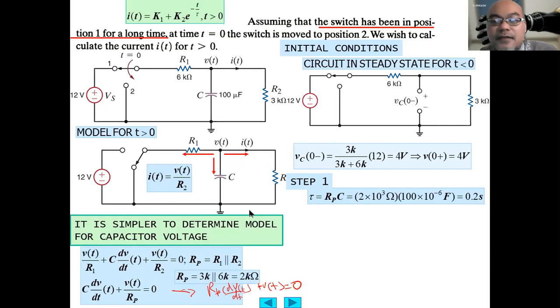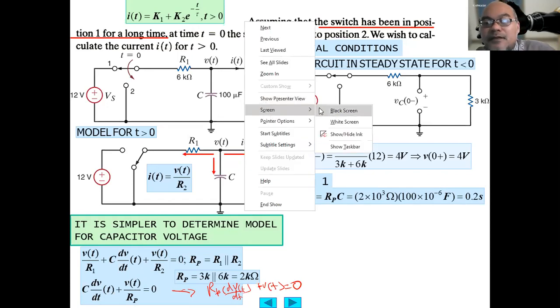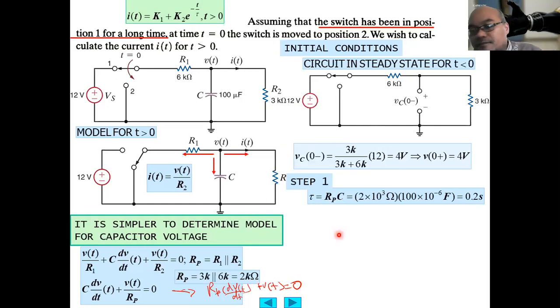This is like what I've explained in the earlier session: in this condition there is no forcing function because it is not connected anymore to a voltage source. The voltage source here just gives the initial condition. So from here we obtain tau equals Rp times C, 2 kilo ohm times 100 microfarad, equals 0.2 second.